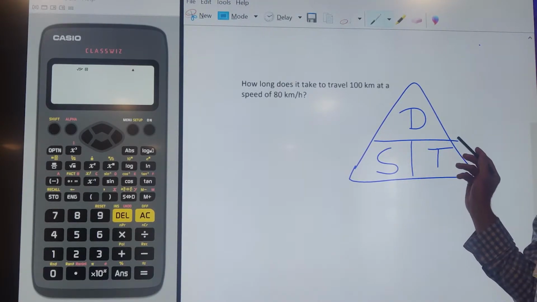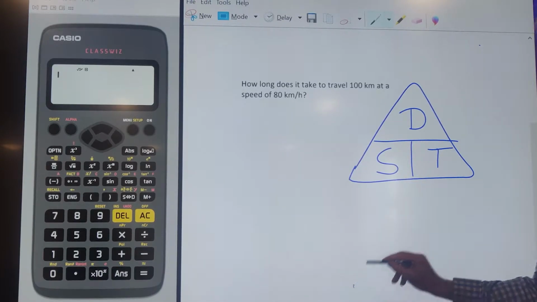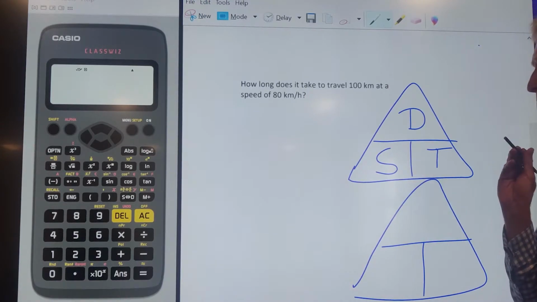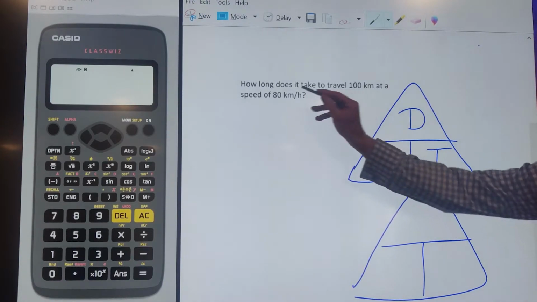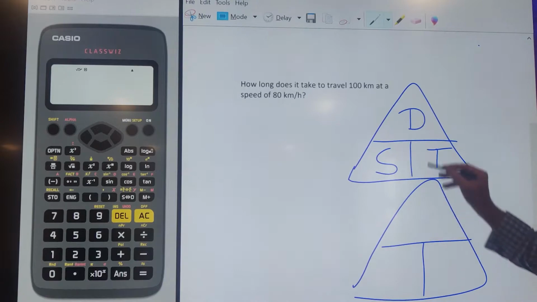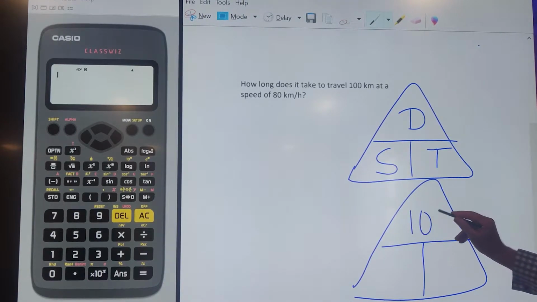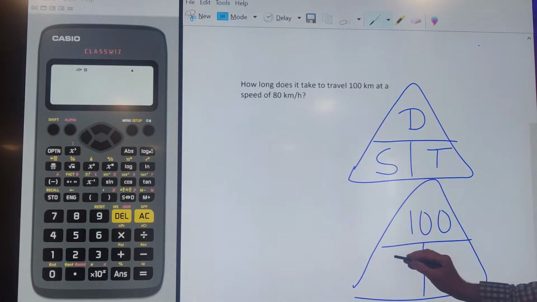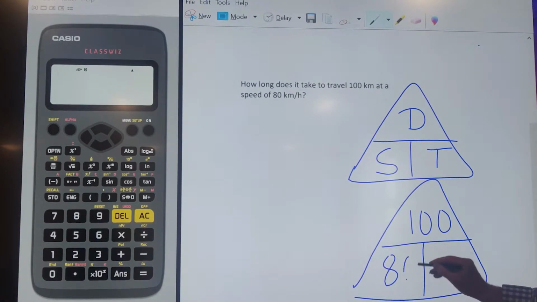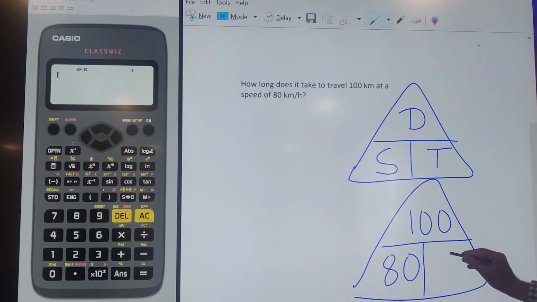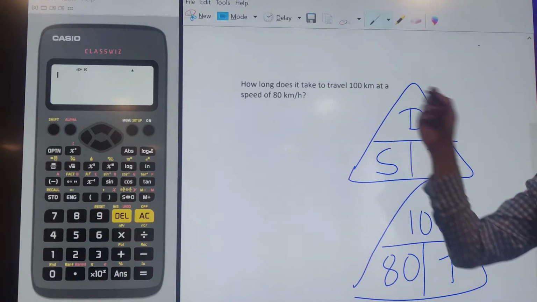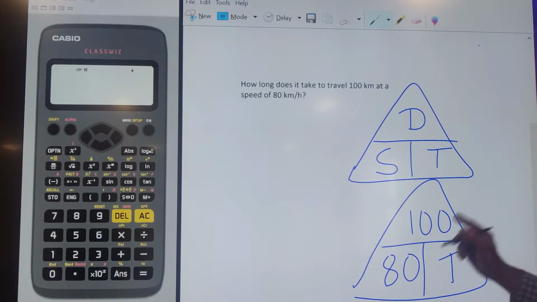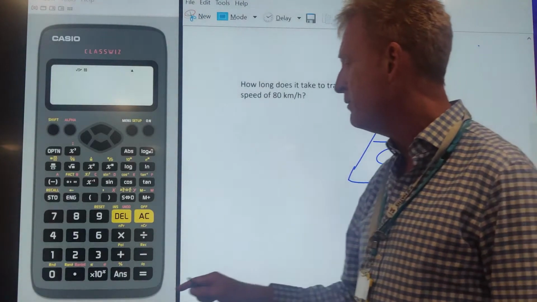And I'm looking at what I'm trying to do. I'm basically going to fill in the gaps in this, see what I've actually got, working out which calculation it's going to be. I've got a distance of 100 kilometres, my distance goes at the top. And I've got my speed of 80 kilometres, speed's going to go down here, and I'm trying to find my time. I don't know what my time is. I'm being asked how long it takes. So basically the calculation is going to be 100 divided by 80. So that's what I'm going to put into my calculator.